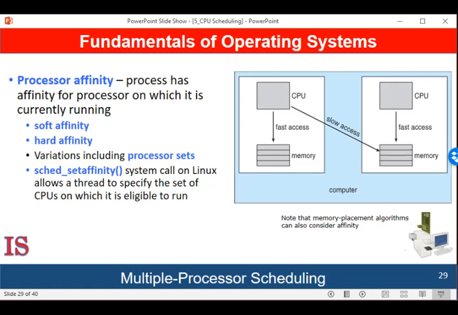In contrast, some systems provide system calls that support hard affinity, thereby allowing a process to specify a subset of processors on which it can run. Many systems provide both soft and hard affinity. For example, Linux implements soft affinity, but it also provides the sched_setaffinity system call, which supports hard affinity by allowing a thread to specify the set of CPUs on which it is eligible to run.